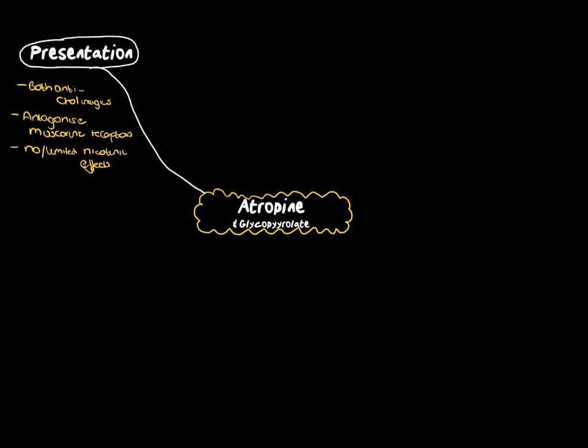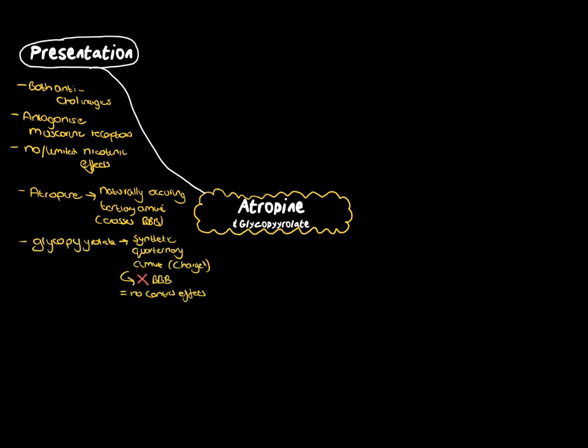Atropine is a naturally occurring tertiary amine, and its esters are formed by a combination of tropic acid and an organic base, and this allows it to cross the blood-brain barrier and exert central anticholinergic effects. In contrast to that, glycopyrrolate is a synthetic quaternary amine and has a charge and therefore is unable to cross the blood-brain barrier and indeed the placenta either.